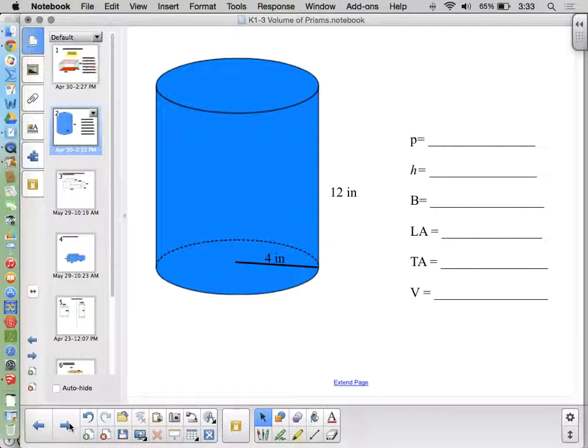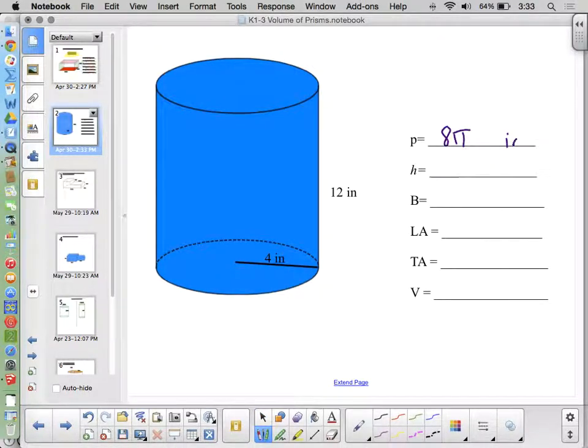Here we got a cylinder. Same types of problems. Radius of the base is 4. So perimeter of the base would be pi times diameter, or 8 pi. And again, I'm going to pre-fill in my units here so I know I've got them, correct? I don't want to forget them. Height is the distance between bases, 12 inches. Base area, pi r squared. Once the radius is 4, that's 16 pi inches squared.